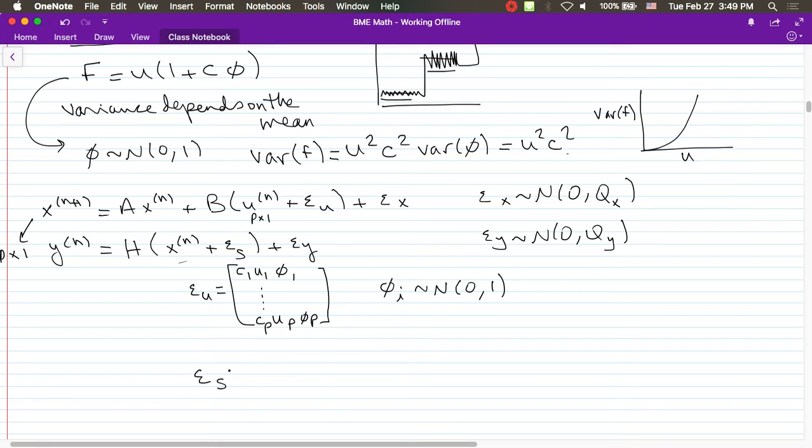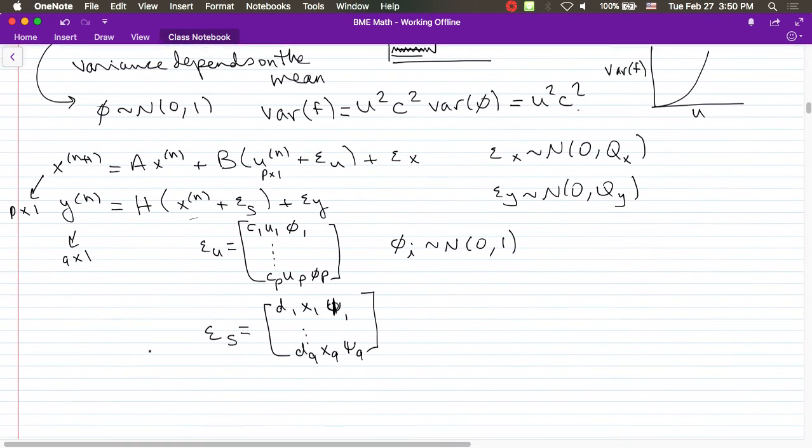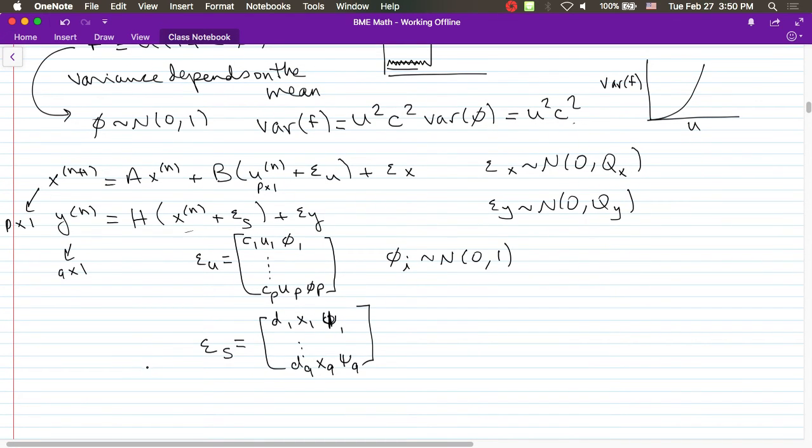The bigger the state of the system, the bigger the noise in what you're measuring. So epsilon s is going to be d, call it psi, psi 1, d q x q psi q. So this is q by 1. What you're measuring is q by 1, and it's affected by noise that depends on the state of the system. If the state of the system is large, then the noise that you're going to be measuring is going to be large as well. So this problem that we're looking at is called a dynamical system with signal-dependent noise. And I want to tell you now, how do we solve for the Kalman gain for this system? How do we estimate the state of the system?